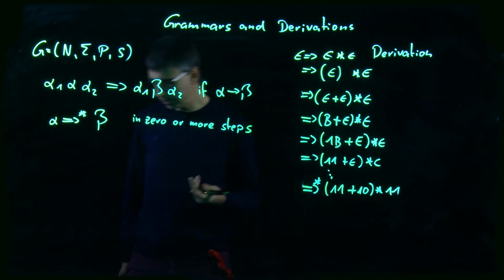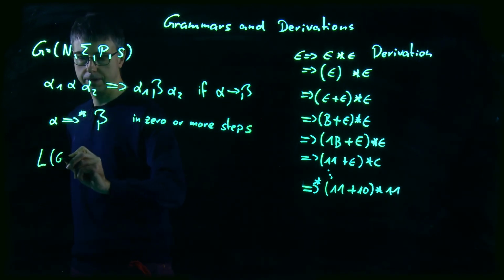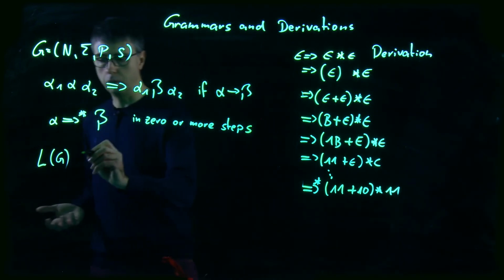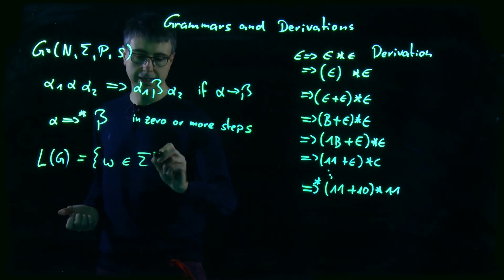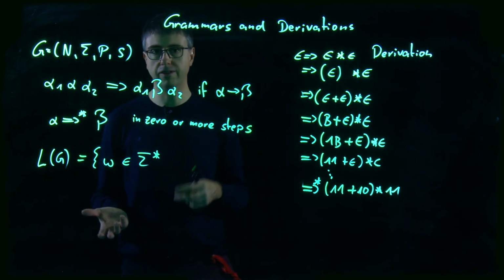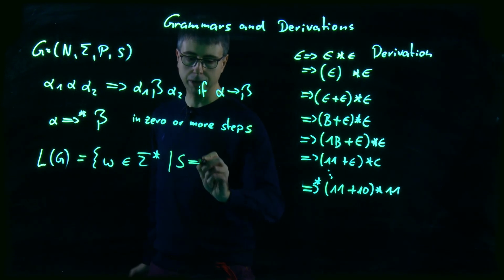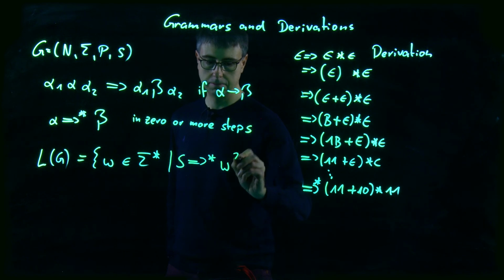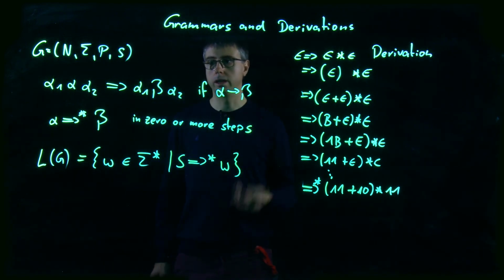And having defined this, we can define what the language of a grammar is. That's the language generated by a grammar, and that's simply the set of all words w taken from sigma star, so the words that only consist of letters from the terminal alphabet, such that they can be derived in 0 or more steps from the start symbol. And that's actually the language that's defined by a grammar.